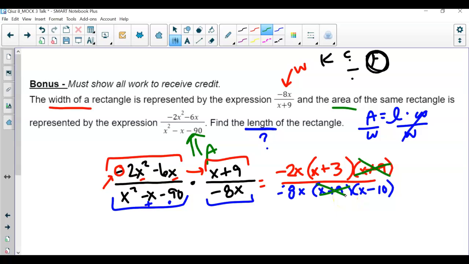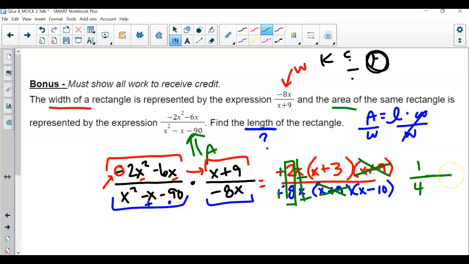Now notice they both have x, so the x's are now gone. Also notice that 2 negatives will make a positive, so technically that cancels out. And you have 2 over 8. 2 over 8 is 1/4.